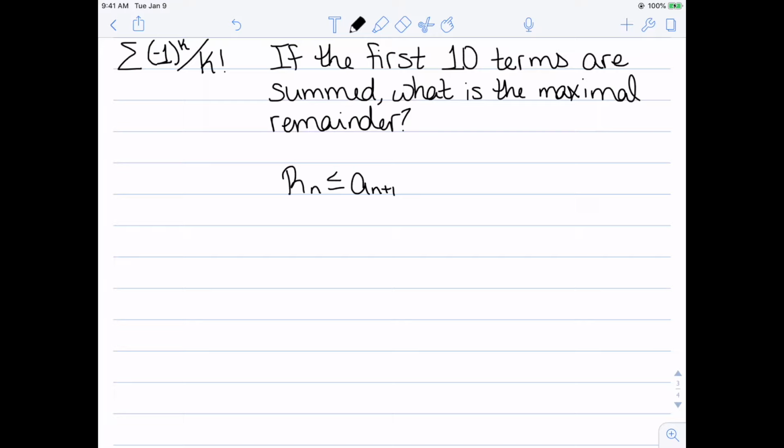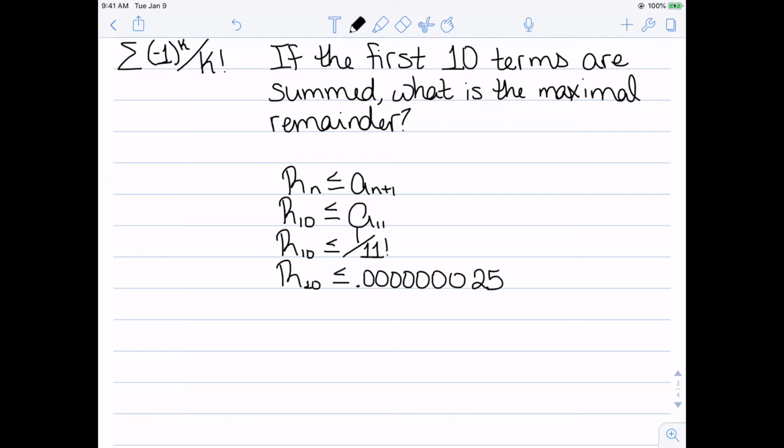Once again, I know that Rn is less than or equal to a sub n plus 1. And in this case, n is equal to 10 since I'm adding the first 10 terms. So I have that the remainder is less than or equal to the 11th term. That tells me that the remainder is less than or equal to 1 over 11 factorial. And using a calculator to evaluate that, we get that R10 is less than or equal to 0.00000025. So this is a really good approximation with only 10 terms.